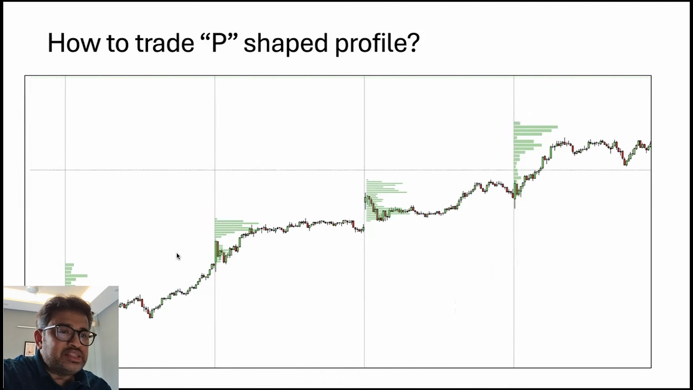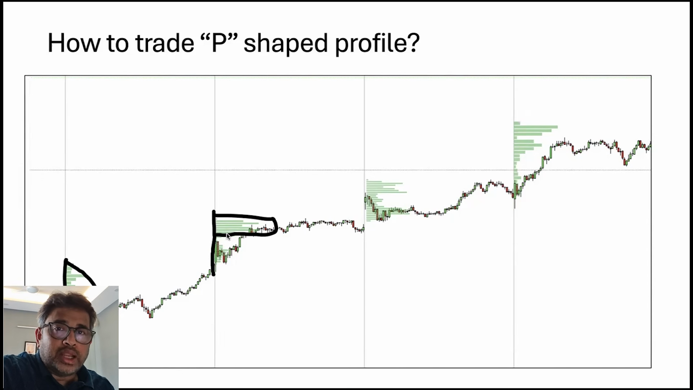So when you see an uptrend and it is making a P-shaped profile, for example, you can see that this day it was making a D-shaped profile, but next day it started making a P-shaped profile. Once it started making a P-shaped profile, I told you that it's a bullish trend, right? So what you can do is when you see a P-shaped profile, look at the high volume node.